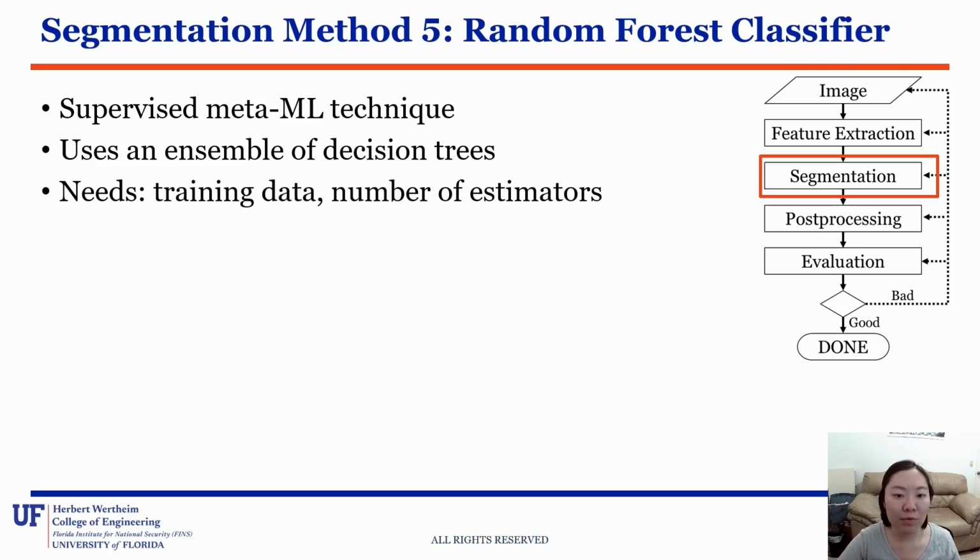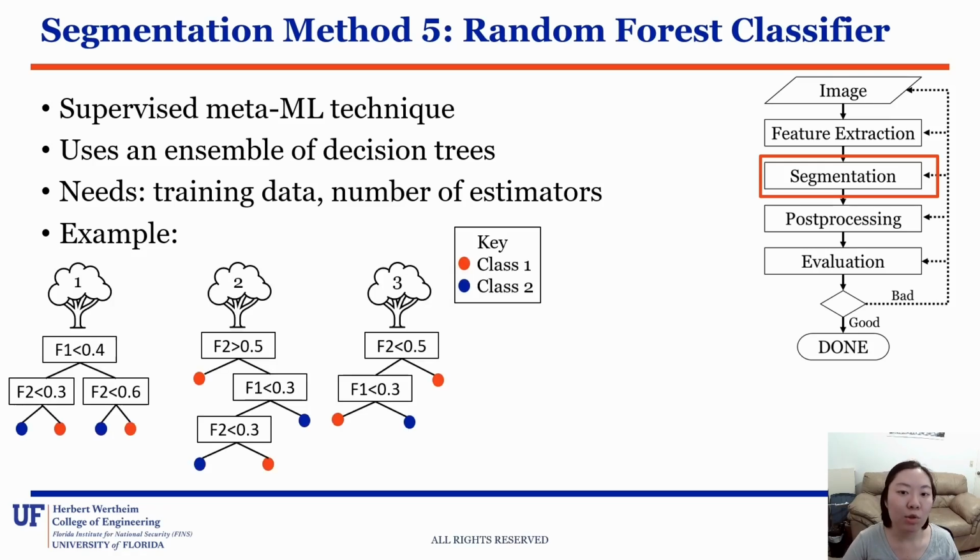Since this is a supervised technique, it requires training data, or the training features, as well as the ground truth, as well as the number of estimators, or the number of trees in the forest. To illustrate its operation, we have prepared the following example. Suppose we have the following 3 decision trees, similar to the one discussed in the decision tree classifier example. We've only got 2 features, feature 1 and feature 2, so for example, intensity and edges, and pixels are classified based on these 2 features.